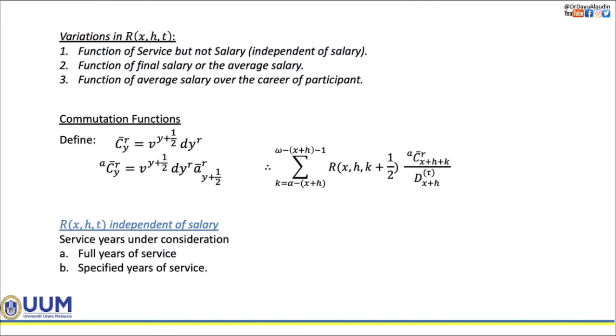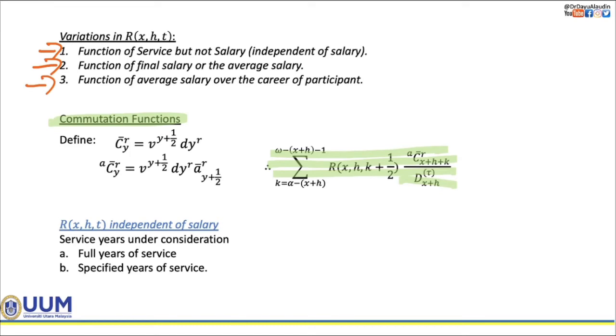So now there are variations in RXHT. There are 3 variations. The first one is a function of service but not salary, so this is independent of salary. The second one is a function of final salary or the average salary, so it depends on the salary. And the third one is a function of average salary over the career of the participant, so this is the commutation function.